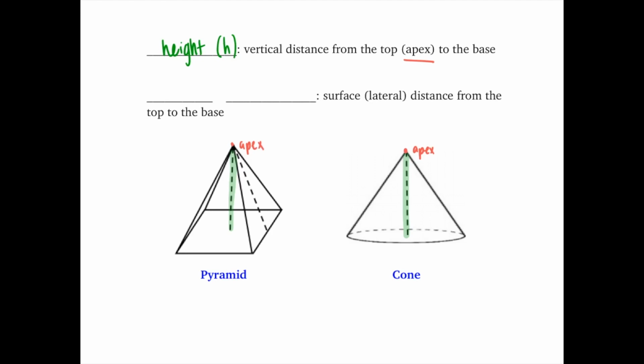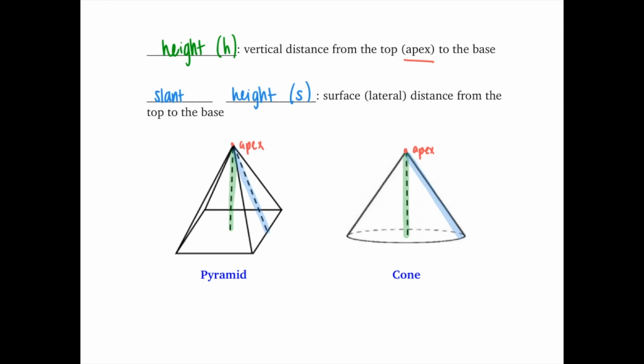We also have a different height in each of these, which is on the surface of the side. A cone has one and a pyramid has one, and that lateral surface distance is called the slant height. And we'll use an S for that.